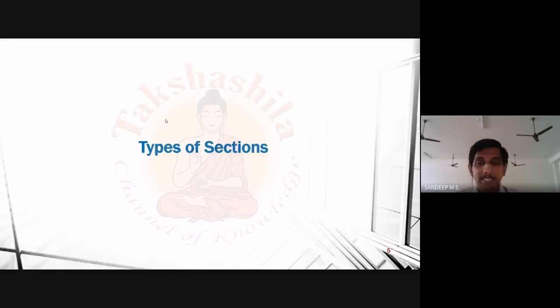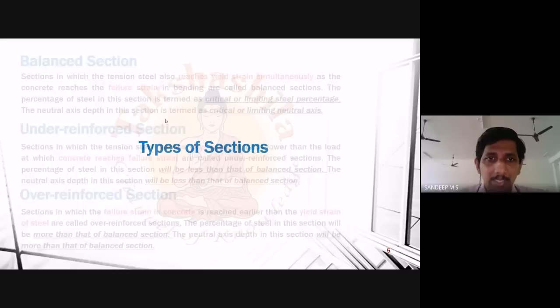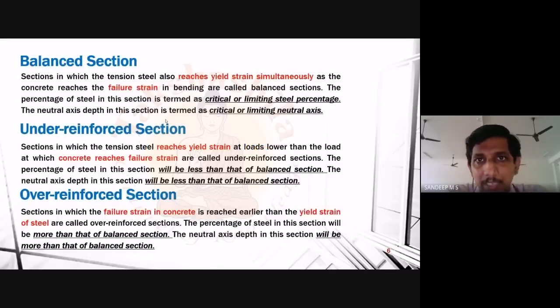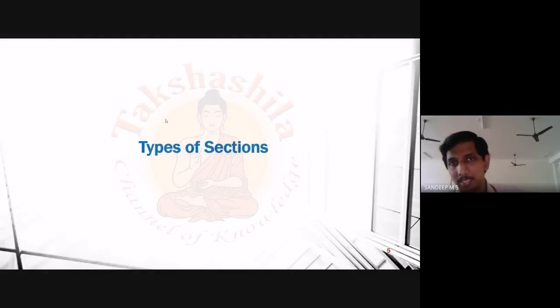Now, before moving on to the actual design of a structure, we are classifying the types of structures into different classifications. For example, we will take the case of a beam. In the first module, you will be dealing with beams only. When we take this case, we have three main subdivisions. First, we have a balanced section. Then we have an under reinforced section, and finally an over reinforced section. These are the three main classifications given for a section.